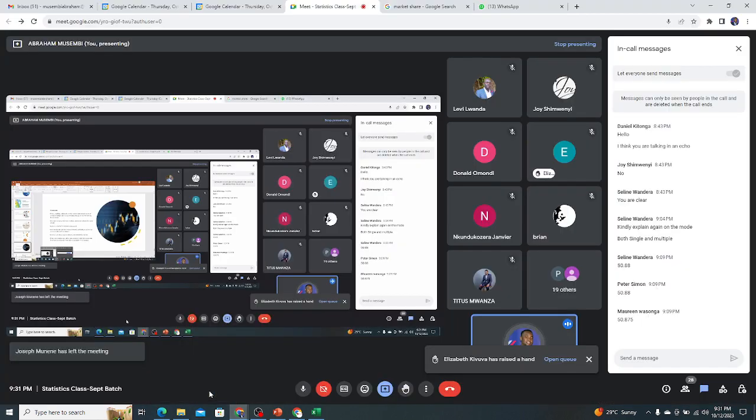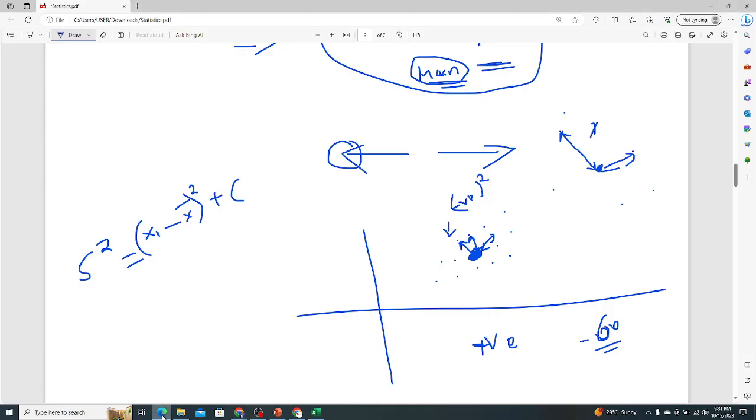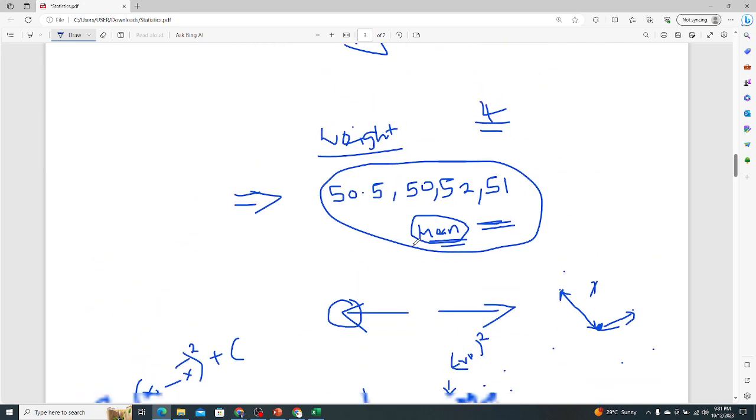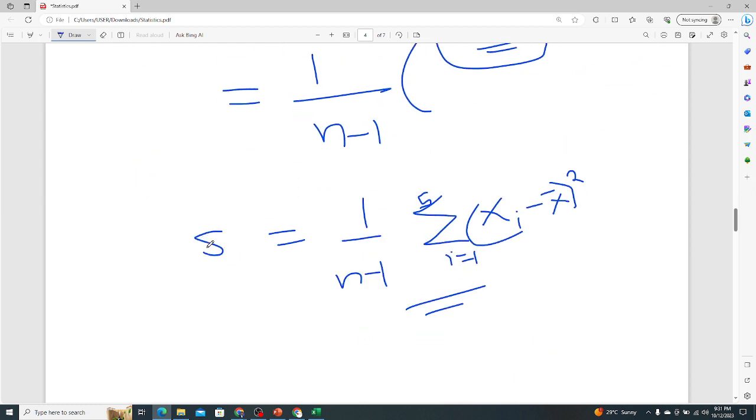Someone has raised a hand. Yes, Elizabeth. Could you go back to the calculations that we are doing? So is the variance the s power 2, or is it this 1 over n? This one. Variance is just a denotation, it's like we are denoting. So s squared is the sample variance.